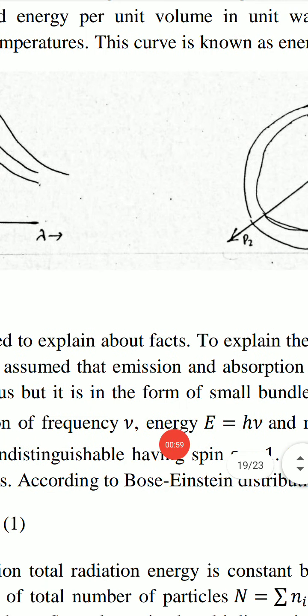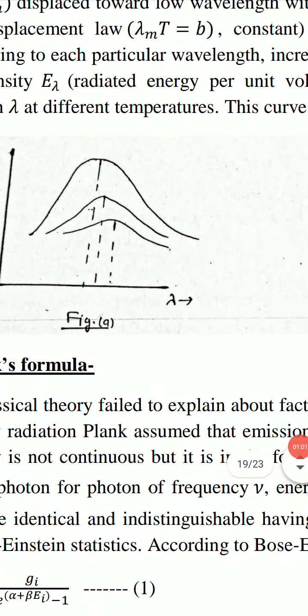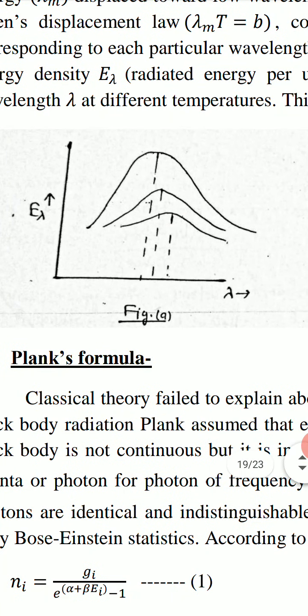This is shown in this graph where E lambda is plotted against lambda. Lambda is wavelength. E lambda is spectral energy density. Energy density is energy upon volume. Energy density is energy per unit volume.